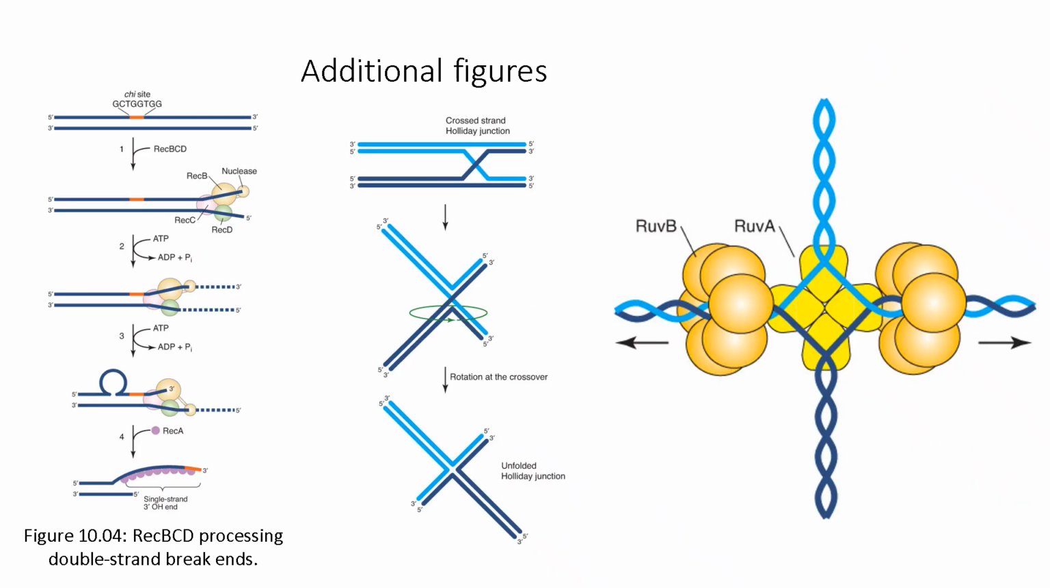This slide provides visual reinforcement of the RecBCD complex and its role in processing double-strand break ends. The figure highlights the sequential actions of DNA binding, helicase activity, and nuclease functions that produce the 3' overhangs necessary for homologous recombination. These illustrations help contextualize the mechanistic steps outlined in the previous slides.